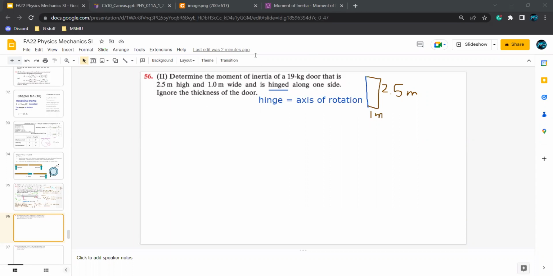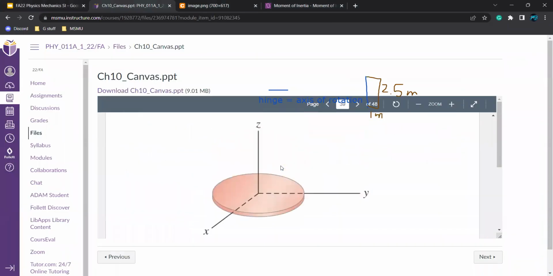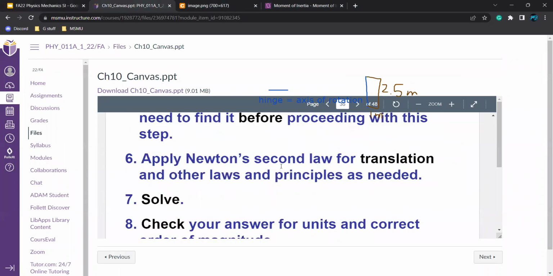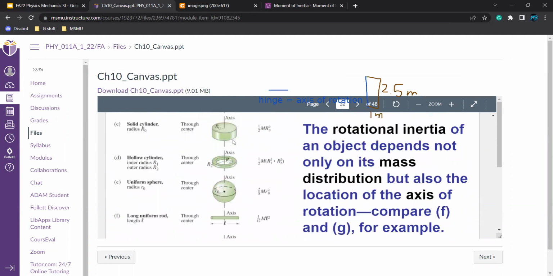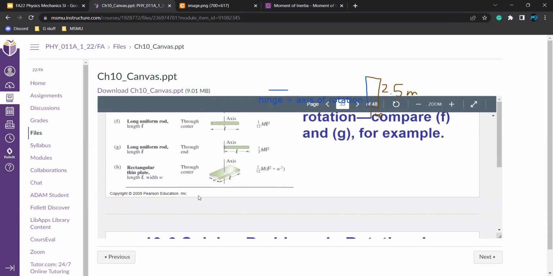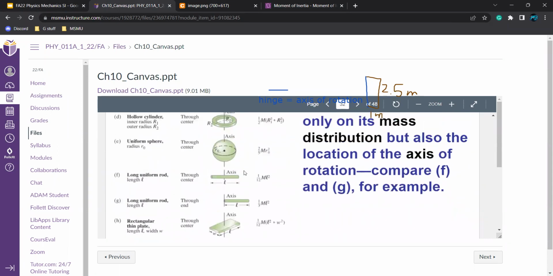So first off, we need to find the moment of inertia equation, right? You're going to have a diagram or a chart like this, right? It's not a hoop, it's not a cylinder, it's not a sphere, but it doesn't give you a rectangle, right? So if she gives you this specific one, I'd probably use the long uniform rod, right? Because it's kind of like the same thing. You're just missing the width.